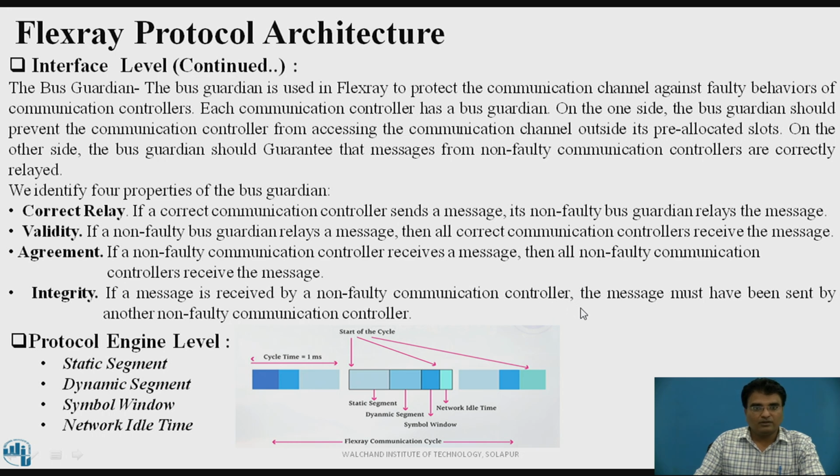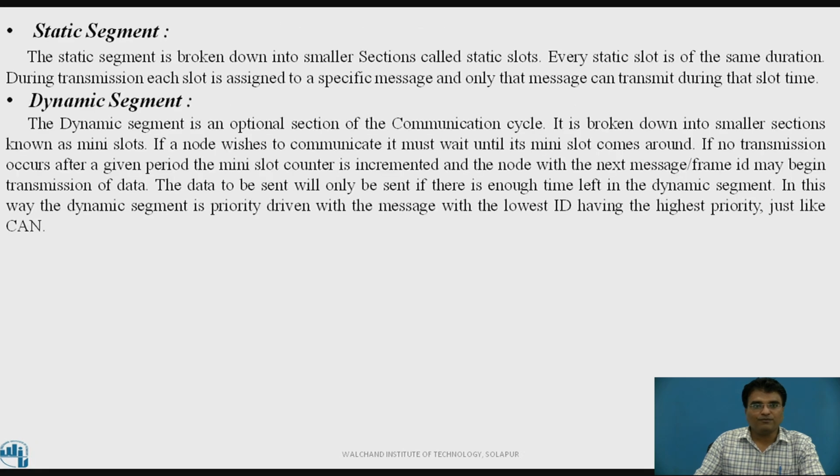Then the next one, the protocol engine level. It consists of the static segment, dynamic segment, symbol window, and network idle time, as shown in the diagram. First, the static segment. The static segment is broken down into smaller sections called static slots. Every static slot is of the same duration. During transmission, each slot is assigned to a specific message, and only that message can transmit during the slot time.